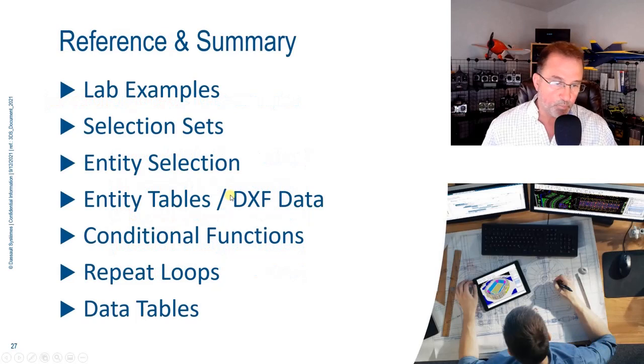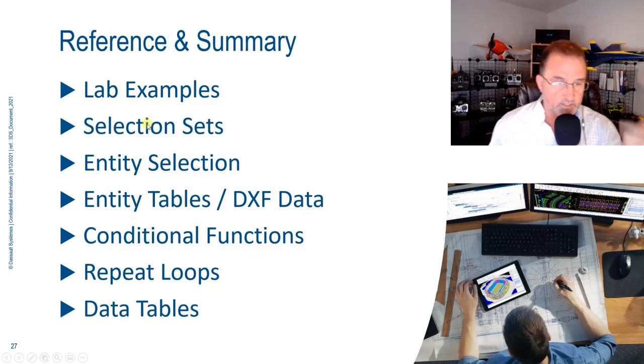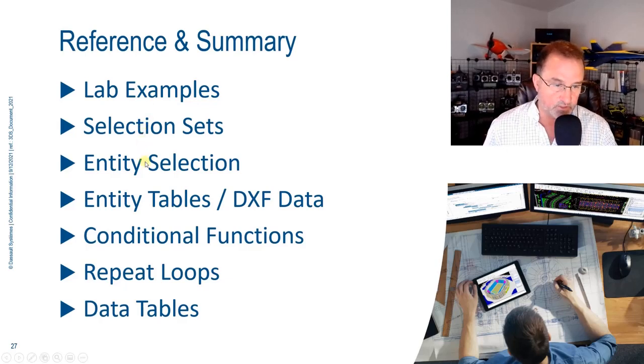So that's the list of things that we wanted to go through. We talked about selection sets, entity selection. We did a little bit of a deep dive into entity table data to extract information about those objects. We talked about conditional functions and repeat loops, and then we covered data tables.